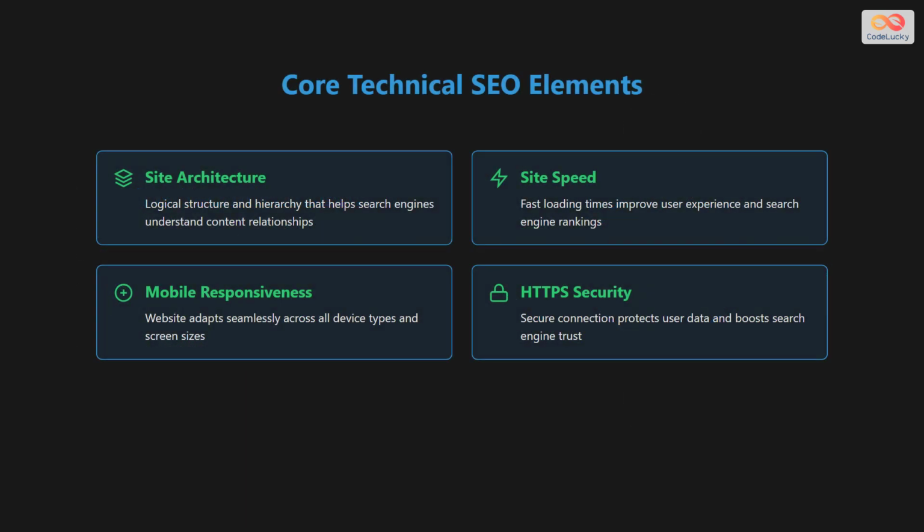Let's take a look at some of the core elements of technical SEO. First, we have site architecture, which involves creating a logical and well-organized structure for your website. This helps search engines understand how different pages are related to each other. Next is site speed. The faster your website loads, the better the user experience in search rankings. After that, mobile responsiveness. It ensures that your website is accessible and easy to use on all types of devices, including smartphones and tablets. Lastly, HTTPS security, providing a secure connection for your users. This helps build trust and can positively influence search rankings.